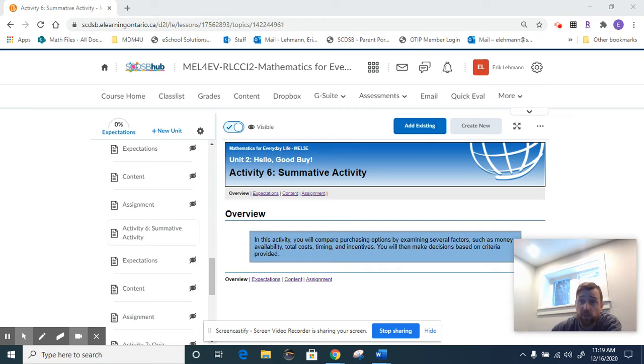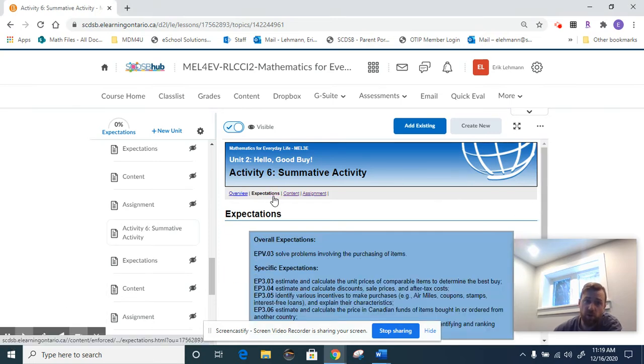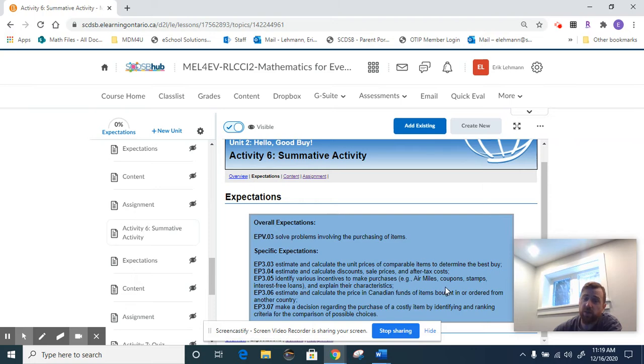So let's have a look here. I'm having a little trouble with my mouse. There. So the idea is that we're going to calculate unit price. We're going to look at discounts. We're going to look at sale prices. We're going to look at different incentives that are used.